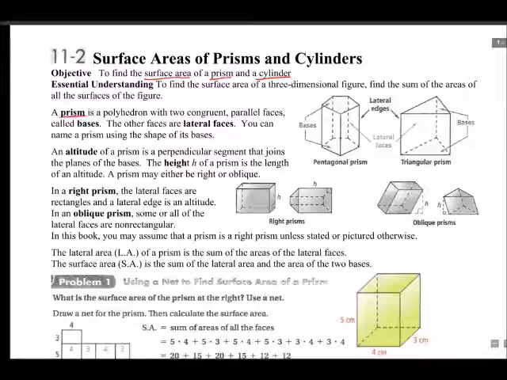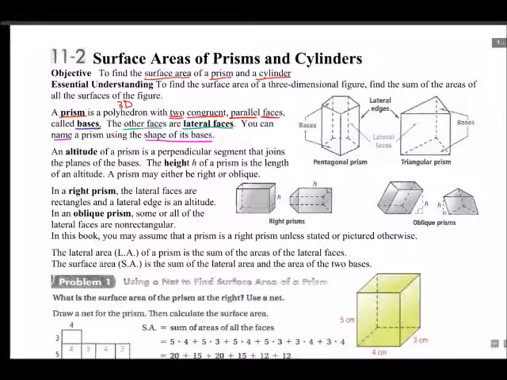A prism is a polyhedron, so that means a 3D solid, with two congruent parallel faces. And this is very important. These two congruent parallel faces are called the bases. All of your other faces are called lateral faces. And we name our prism using the shape of the bases. That's why they're so important.